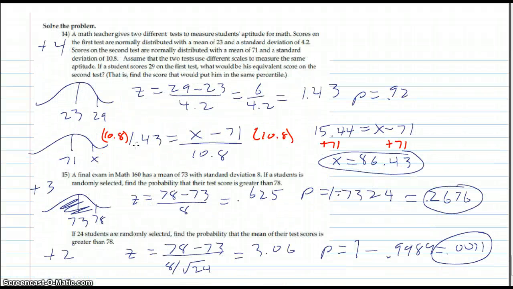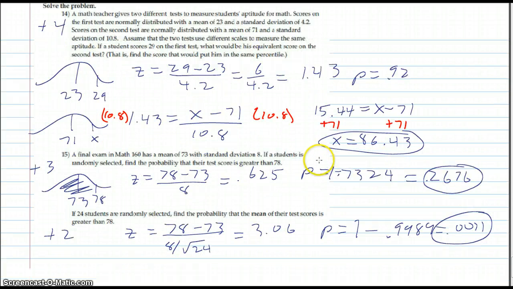On 14, this is a pretty classic z-score one. You calculate the z-score for the first exam, and it's 1.43 standard deviations above the mean, which you didn't have to. It's a 92nd percentile kind of thing. But then you need that 1.43 for the second one, because you want the equivalent on the second exam. So we know z, we know the average, we know the standard deviation. We solve for the score that gives us the same ranking. So multiply by 10.8 and then add 71, and we get 86.43 is the equivalent of a 29 on this exam, and 86.43 is the equivalent on this exam.